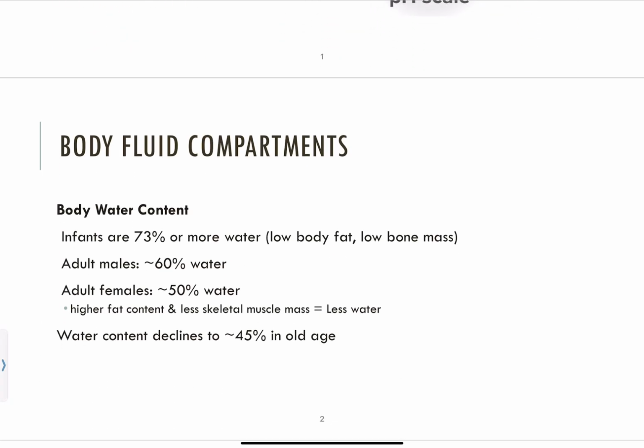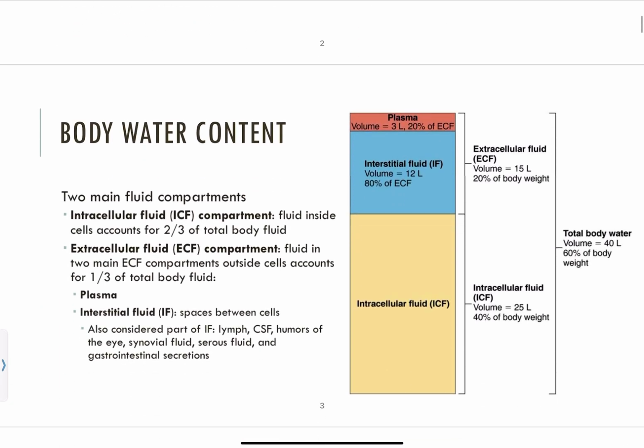So body fluid, when we're talking about that in general, who has the lowest water content and who has the highest water content? The younger you are, so for example, if you're an infant or a toddler, you would have a higher water content in your body relative to somebody who's older. Also, if you're a male, you would have a higher overall water content compared to a female. This is again overall, it's not always the case.